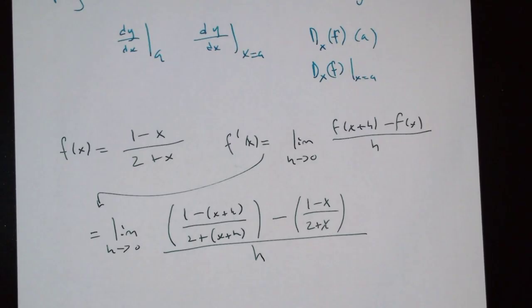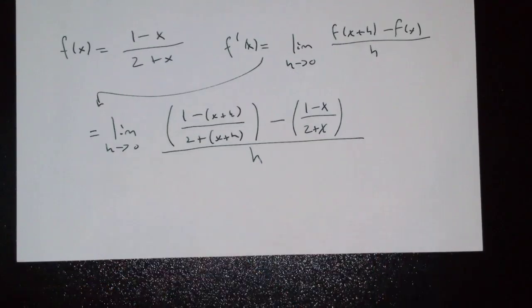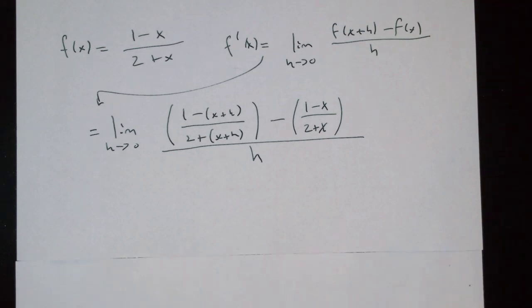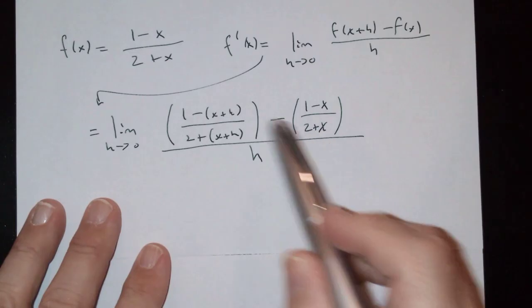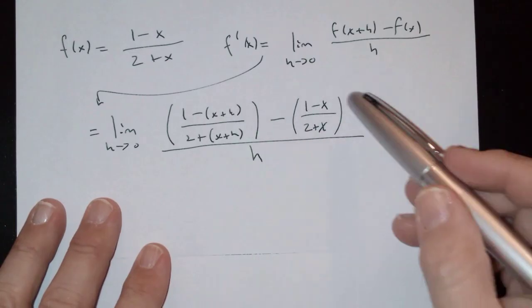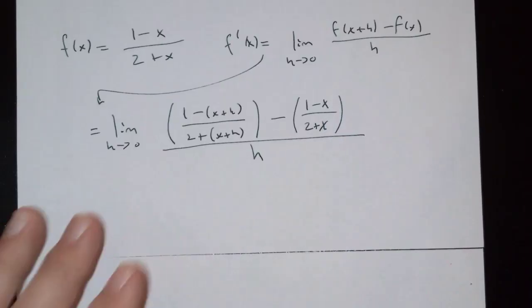Well, that certainly qualifies as unpretty. I'm subtracting two fractions. What do I need to do to subtract two fractions? I need a common denominator. So I'm going to multiply this fraction by this denominator on top and on bottom. I'm going to multiply the right fraction by the left denominator, top and bottom.